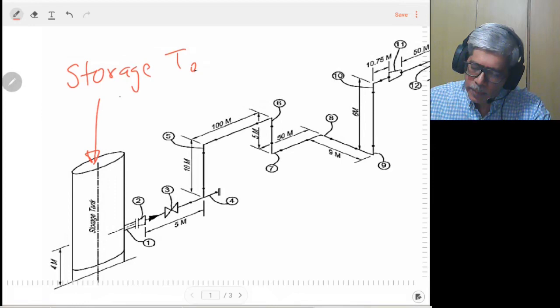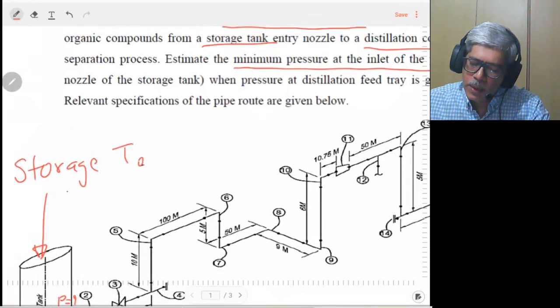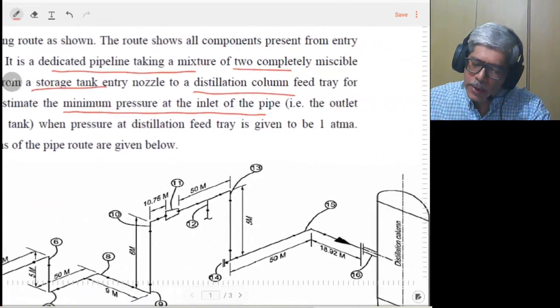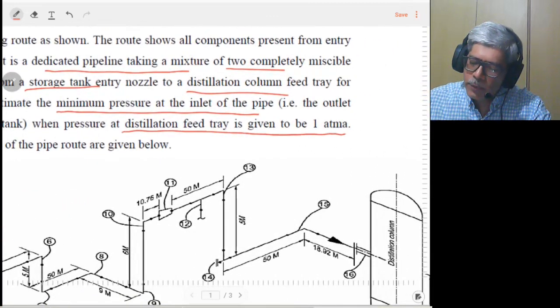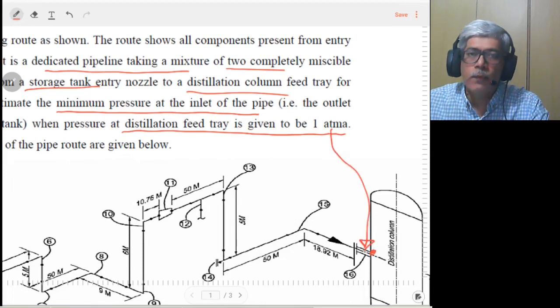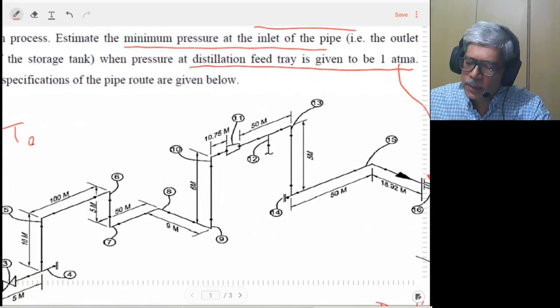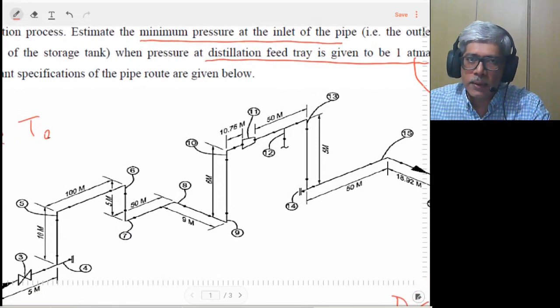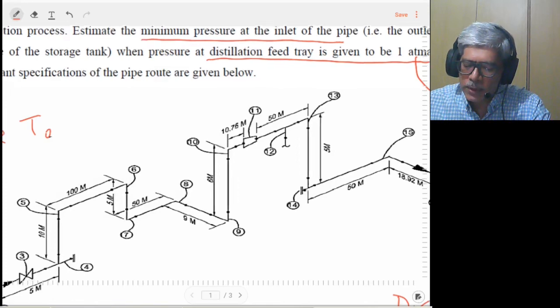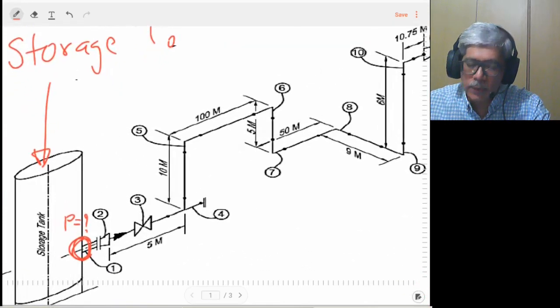So we need to determine how much pressure is required here. So how much pressure here, when the pressure at the distillation feed tray is given to be 1 atmosphere. So the pressure at this point is given as 1 atmosphere. In order to achieve 1 atmosphere at the outlet, after taking into account the pressure drop across this pipeline, you require some higher pressure at this particular point. So that is what we need to calculate.